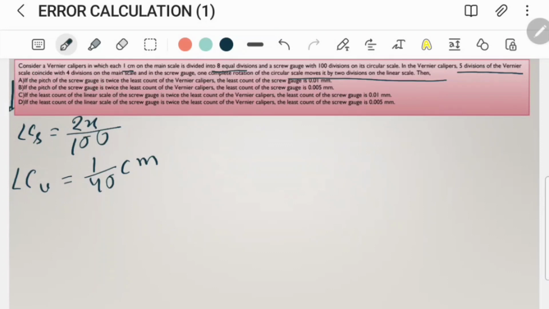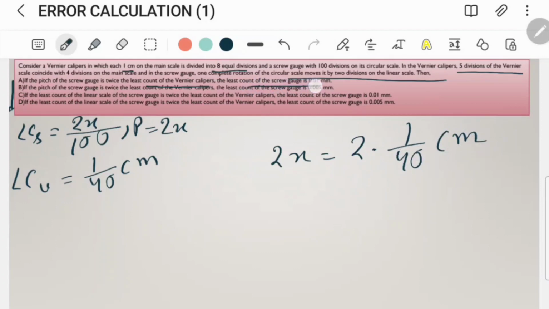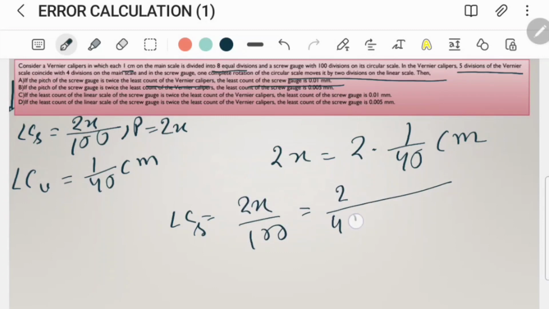Option 1 is: the pitch of the screw gauge is 2x, that is twice the least count of the vernier calipers, then the least count of the screw gauge is 0.01 millimeter. Is it true? The least count of the screw gauge is 2x over 100. 2x is 2 over 40 into 100 centimeter.